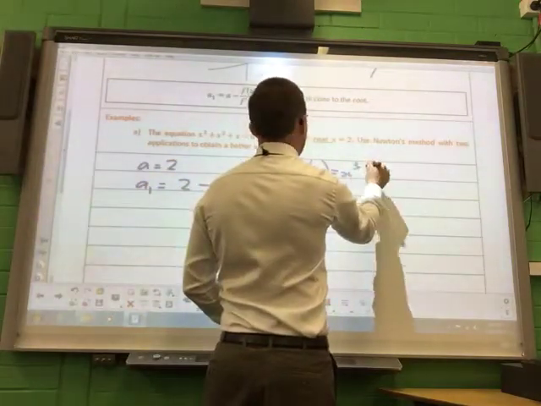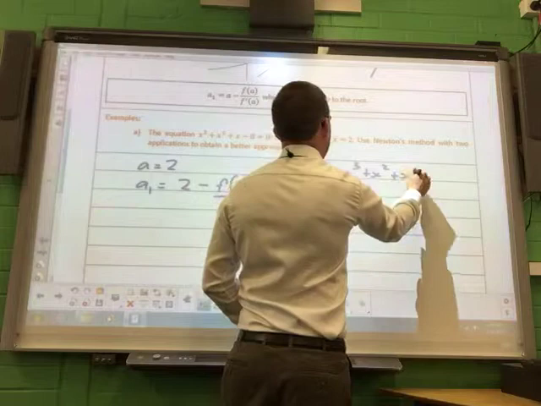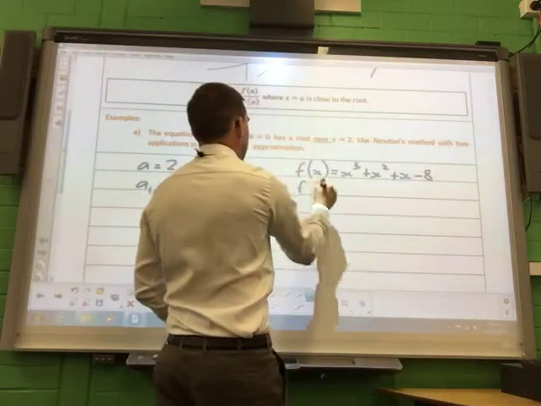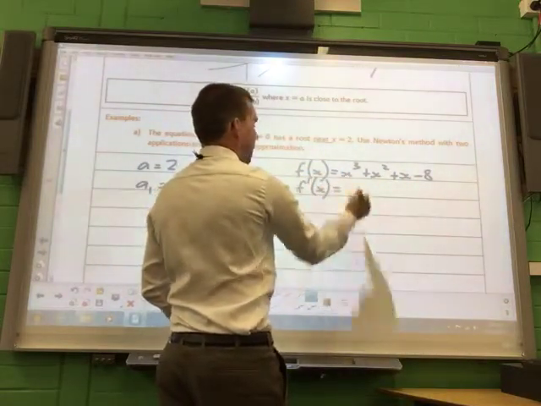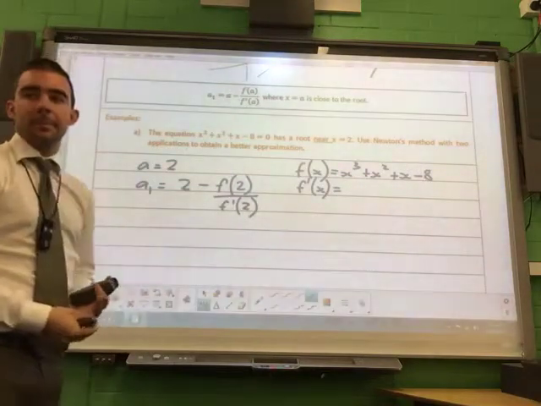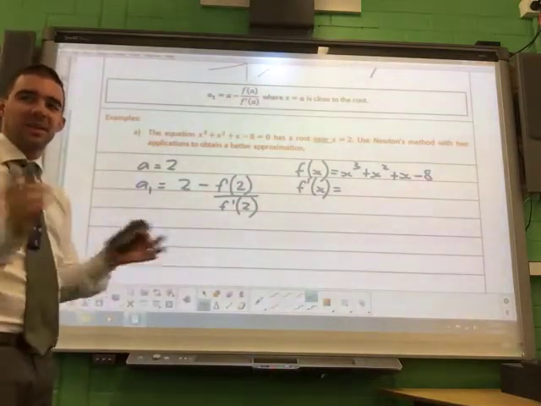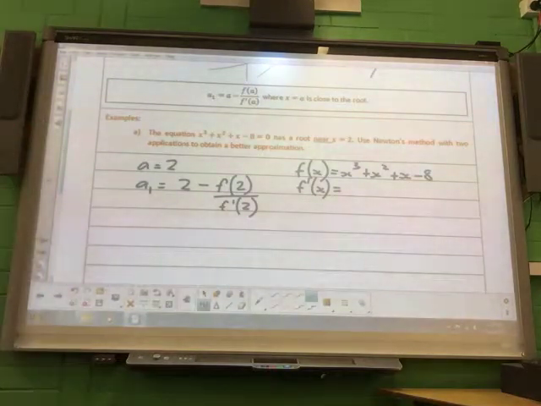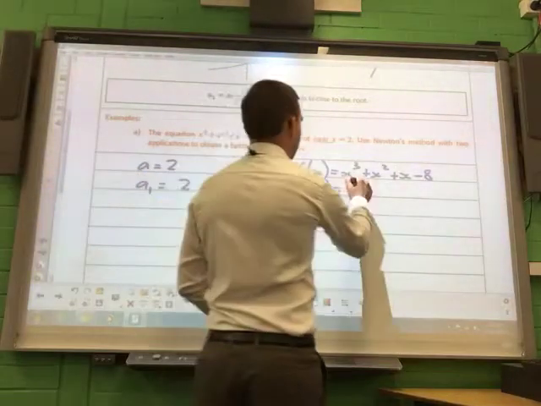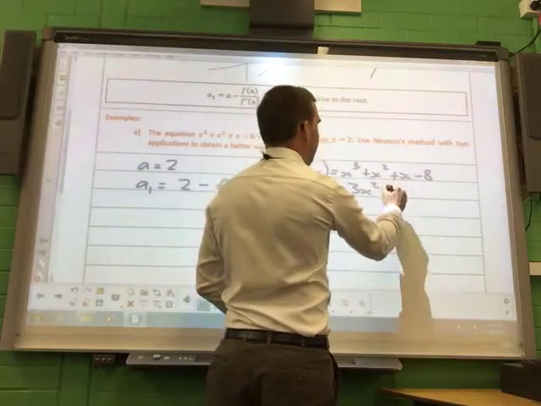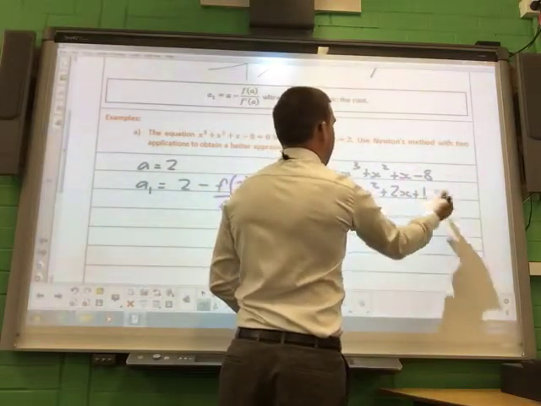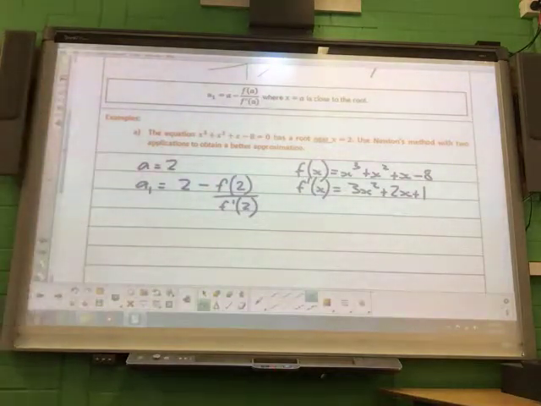From the question, f of x is x cubed plus x squared plus x take away 8. For f dash of x, I'm going to differentiate. We're not doing integration, we're going the other way, differentiation. So what is my derivative function? Bring down the power, take one off the power. And of course the derivative of any constant number is 0.